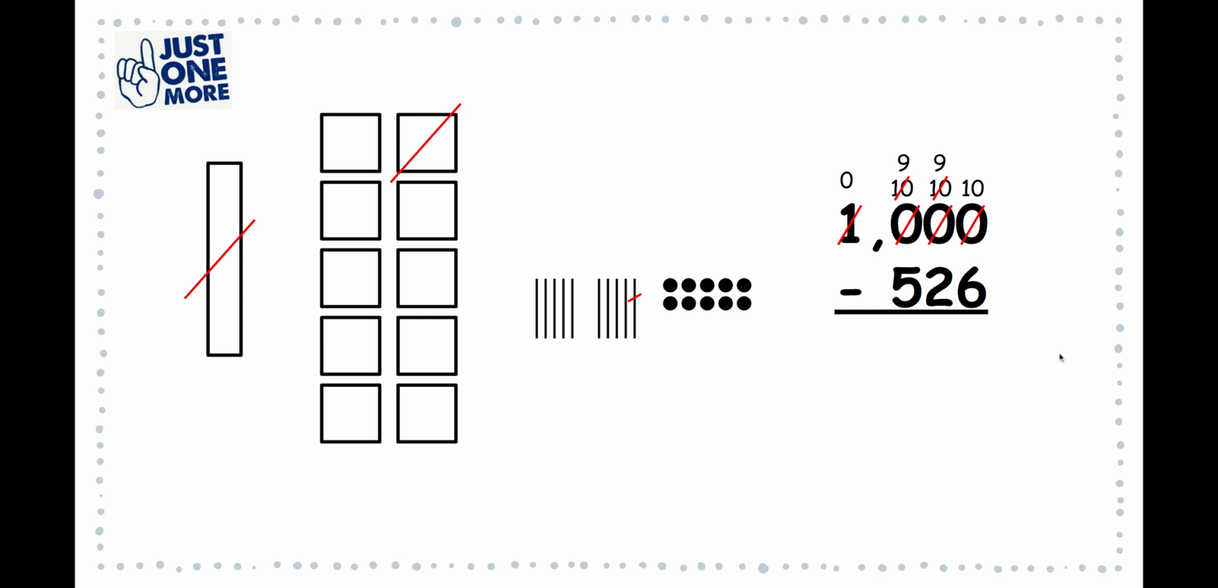Finally, I can subtract. 10 minus 6 is 4, 9 minus 2 is 7, and 9 minus 5 is 4. And I don't need to worry about my thousands place because I don't have any left. The answer to 1,000 minus 526 is 472. The difference between 1,000 and 526 is 472.